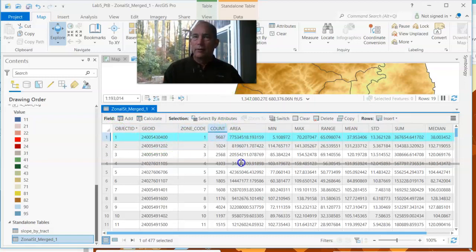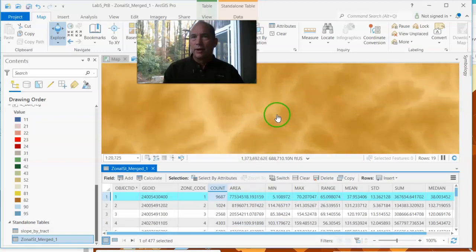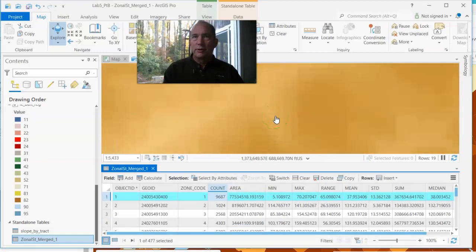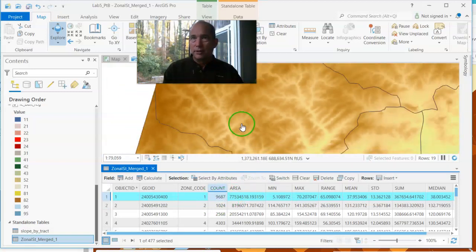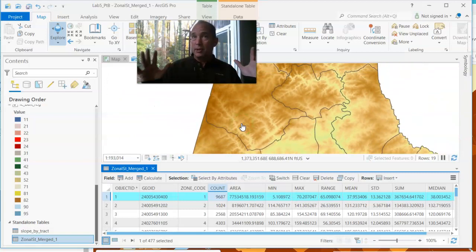What is that count? Well, that count is how many cells are in that raster within each zone. So you'll see this first row has 9,687 of these 30 meter by 30 meter cells. So you can think of count as being how many cells are in that zone total. And remember, if they're bleeding across a zone, whichever zone has more of the cell, it goes with that zone. Which means the raster doesn't perfectly replicate these lines, the outlines. It's a little chunkier than that.